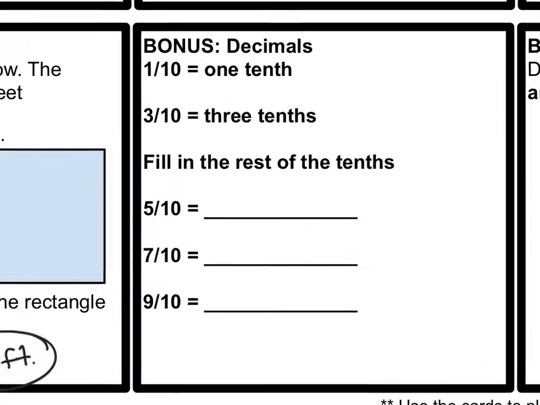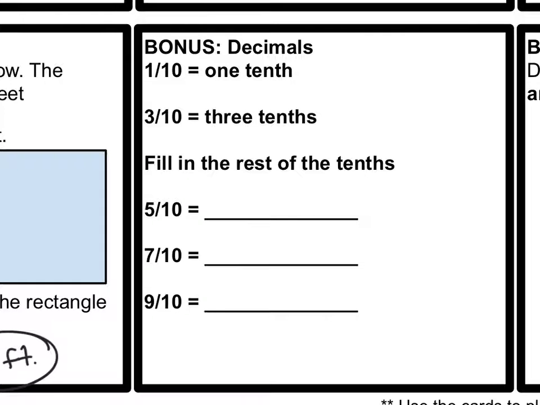The next one, it says bonus, but you are still supposed to attempt to try these problems. It says decimals, so it's already started for you with 1/10 in fractions, and then they show you how to write it. 1/10, 3 tenths, 3 tenths. Fill in the rest of the tenths. So I'm going to do this a couple different ways. I'm going to first do it in decimal, and then I'm going to do it in written form. If you only wrote it in written form, that's totally fine. So 5 tenths in decimal is going to be 0.5 or 5 tenths. That's all you have to do on that one, okay?